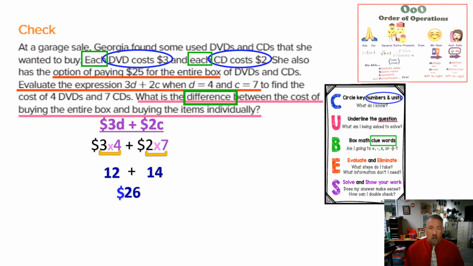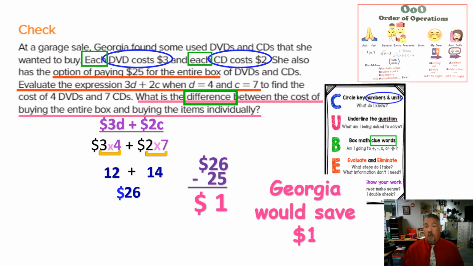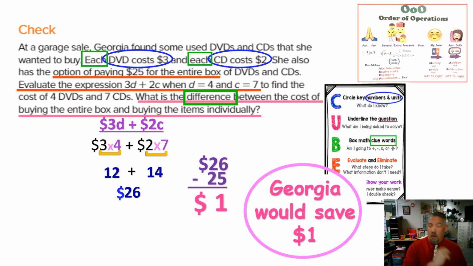$26, right? Okay, so if I have $26, have I answered the question? No. So once again, the question is now, what is the difference if I spend $26 individually or I just buy the entire box? And once again, the entire box, that's the $25. So if I take 26 minus 25, then I have $1. So my answer becomes that Georgia would save $1. Hopefully it's not too difficult. If you paused it and came back, hopefully you found the right answer. And if you didn't, then please ask.